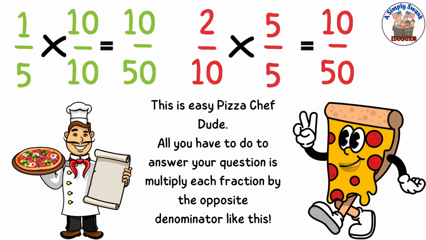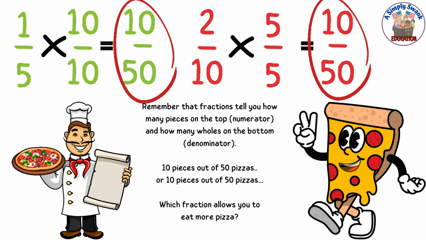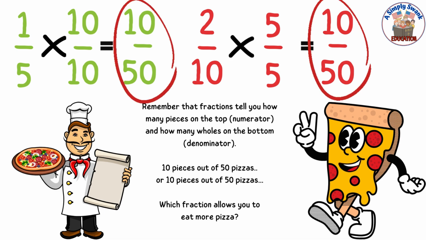Once again, this is easy, Pizza Chef Dude. All you have to do is answer your question is multiply each fraction by the opposite denominator like this. Remember that fractions tell you how many pieces on the top, which is the numerator, and how many wholes on the bottom, which is the denominator. 10 pieces out of 50 pizzas, or 10 pieces out of 50 pizzas.